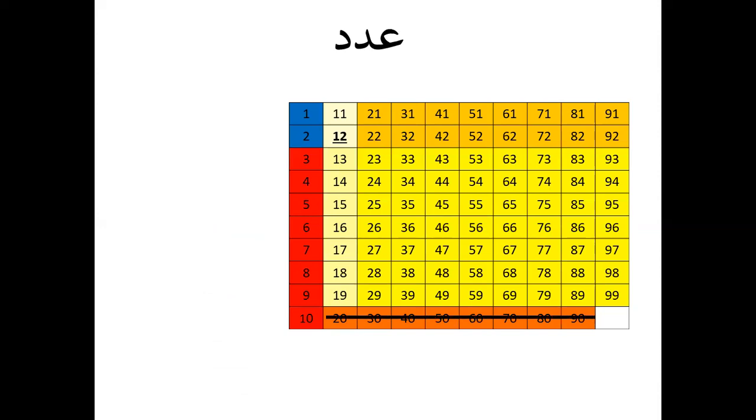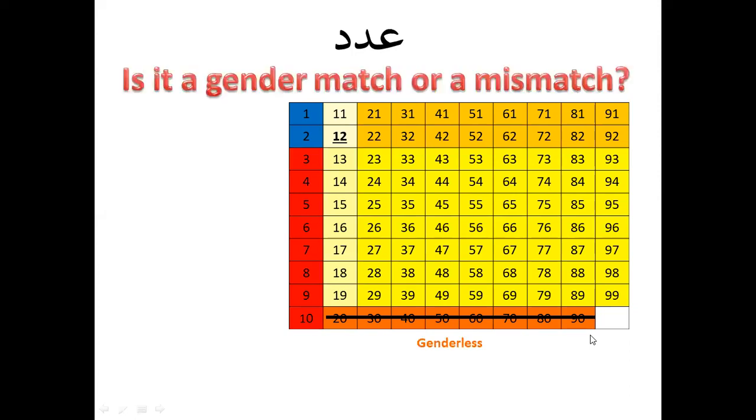So we know that 20, 30, 40, 50, 60 is genderless. So we are not going to look at 20, 30, 40, 50, 60, 70, 80, 90. Let's just focus on 1 and 2. Mausoof sifa, a match or a mismatch in gender? Match. 11 and 12? Match. 21, 22, 41, 42, 61, 62? Match. So it's all a match. 99? They all match.